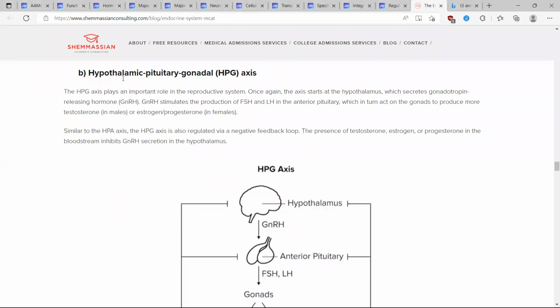Okay, so now we move on to the hypothalamic pituitary, same thing, but then the gonads, right? Okay, so how does this one work?